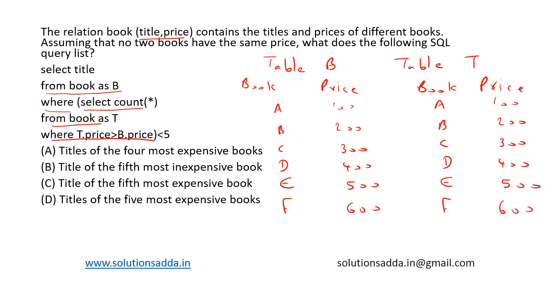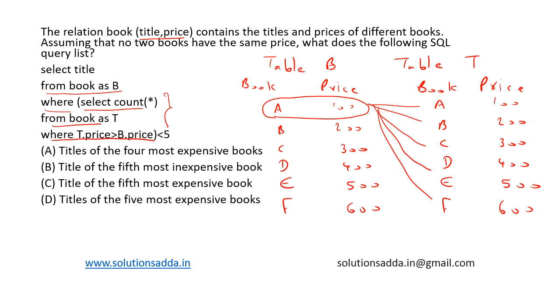So the first query will be from book as B, we are selecting the first one, and this will be compared with the subquery. The subquery would be this, and it will be compared. A will be compared with all these values, with this, with this, with this, all these values. So we are comparing the price of T.price versus B.price. This is B and this is T.